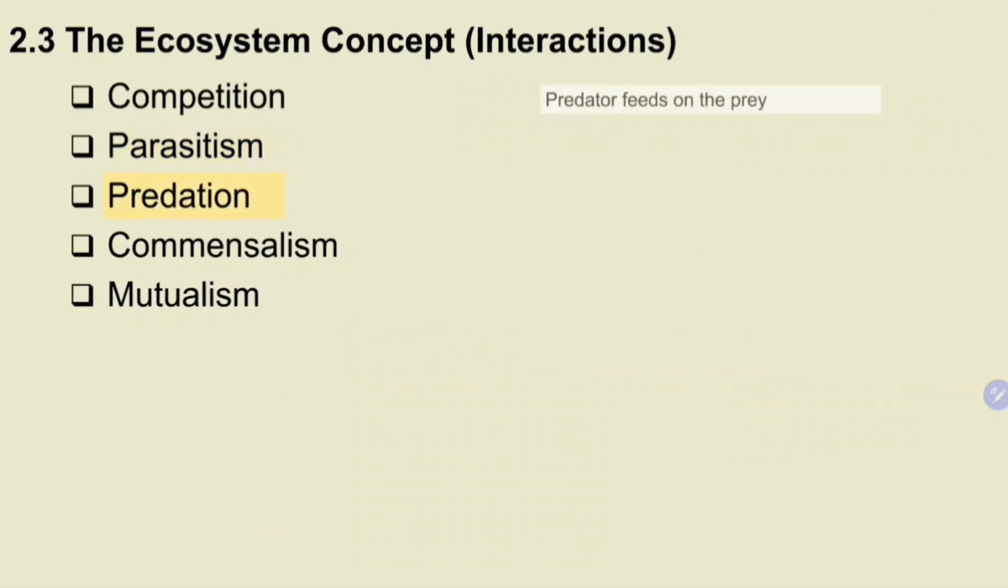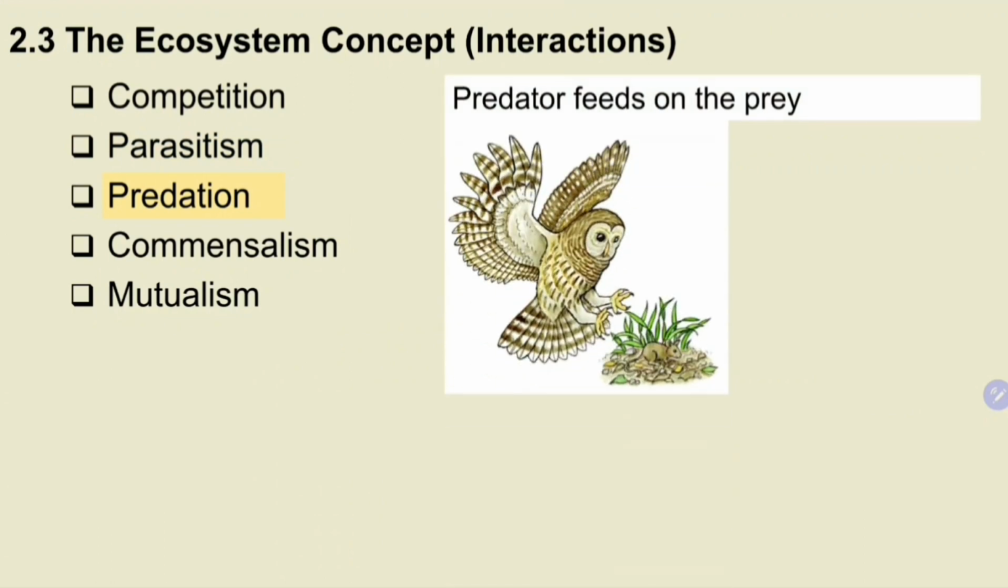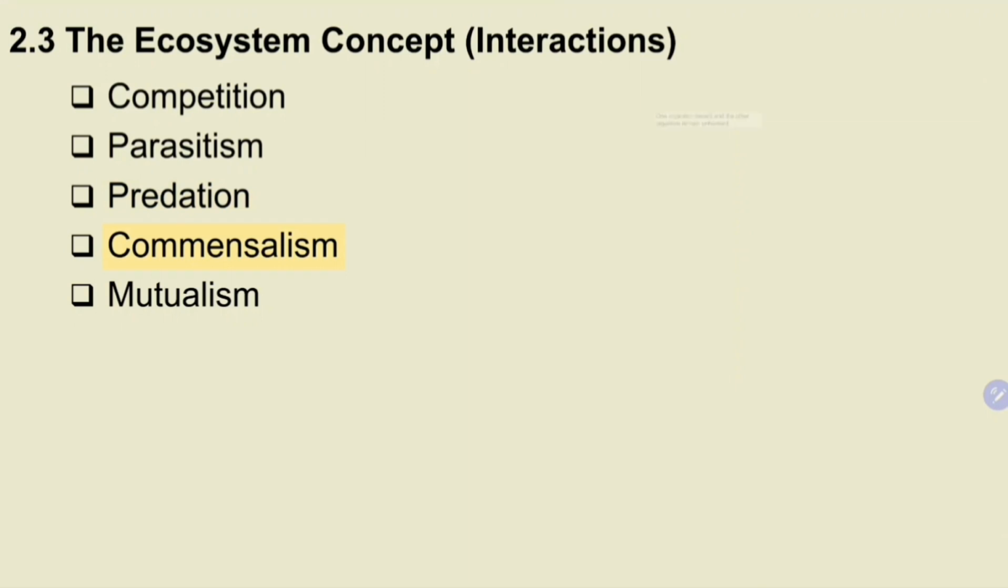Next is predation. Predation refers to the action of predator, pemangsa, that feed on the prey, iaitu mangsa. For example, macam burung hantu ni yang makan tikus. So burung hantu is the predator, tikus tu adalah the prey. Another example macam burung yang makan cacing ni. Ini pun prey-predator relationship. The next one is commensalism.